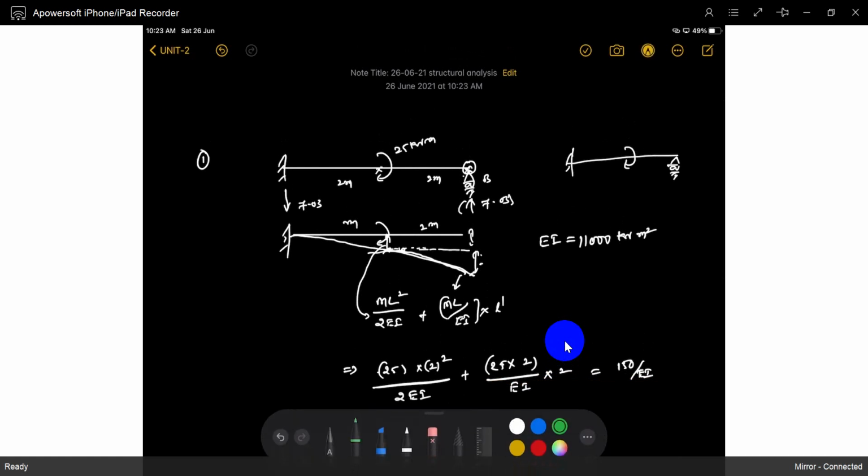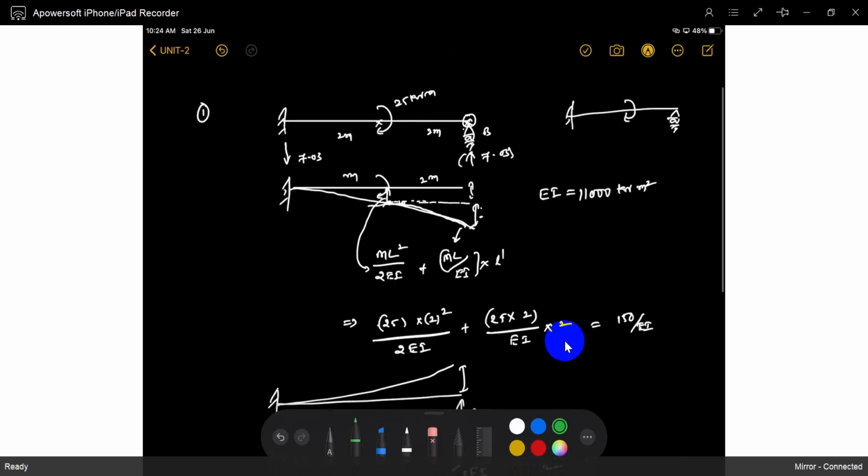Just try to draw the deflection diagram. You can easily make the assumption. If you apply a concentrated moment in this direction, how will it deflect? See the moment direction. How will it deflect? It will go like this.